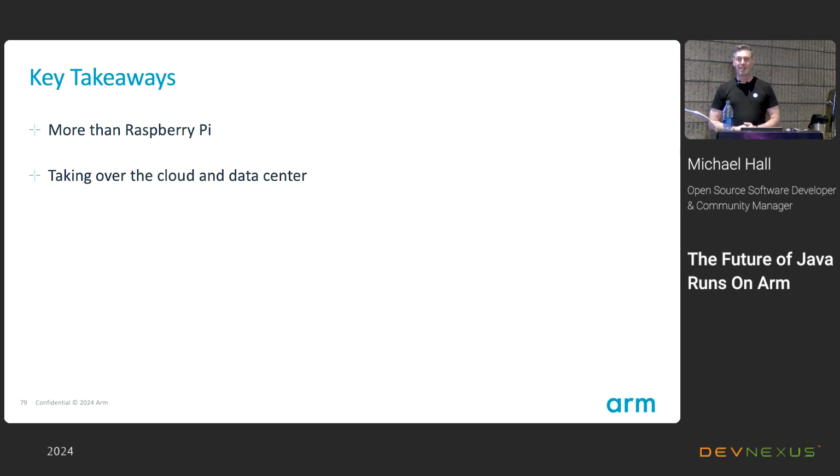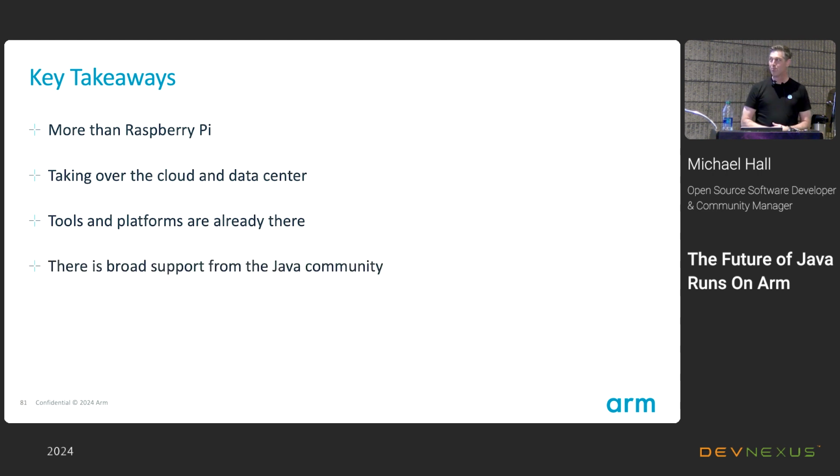So expect that you're going to see more and more ARM instances in the cloud over the coming years. It's only going to start taking over more of that. But the good news is that the tools and platforms that you use for your applications are already ported over to it. They've already done the work to make sure that your applications will run on these new instances. So with the exception of a few edge cases or some really old software that's only available in binary, you should be covered. And there's broad support within the Java community for this.